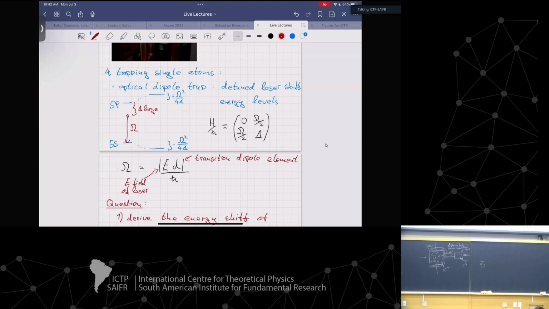Actually, that confused me in the beginning. I thought those were different things, but it's all the same. So it could be the AC Stark shift. Or people talk about light shifts. And also maybe in the quantum optics books that you would pick up, you could also look at dressed states.